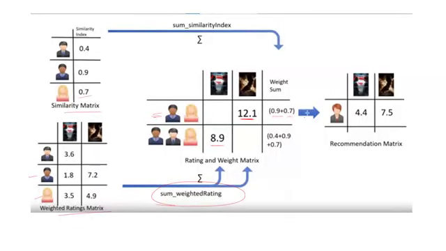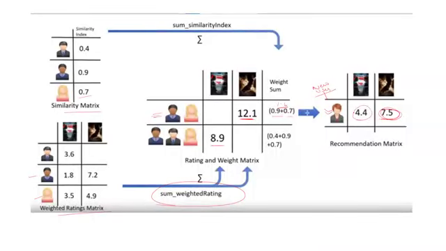Now what they have done is they have divided this sum by this similarity sum. So 0.9 plus 0.7 would be 1.6, right? If you divide this 12.1 by 1.6, it will give you 7.5, right? So this would be the score for this movie for this particular new user. She is the new user for whom we have to give the recommendation. For this particular movie, this is the score.